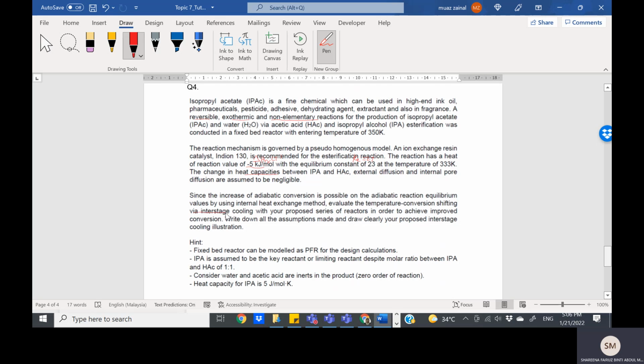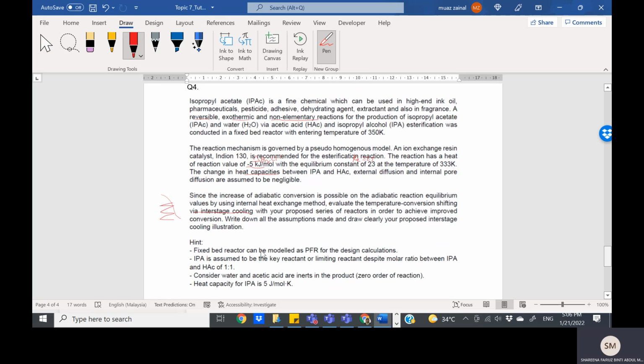Okay, so you kena buat graph of XE versus T, but you need to indicate the interstage cooling within that curve lah. Alright, and you need to propose berapa banyak reactor ataupun coolant yang diperlukan lah. Write down all the assumptions made and draw clearly your proposed interstage cooling.